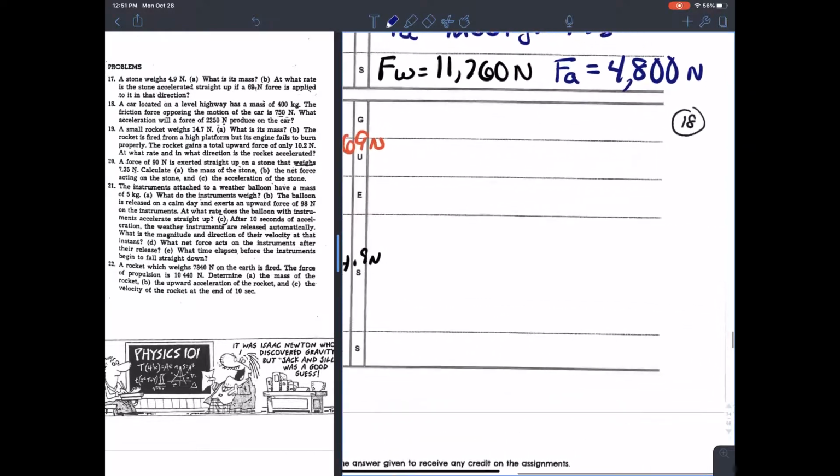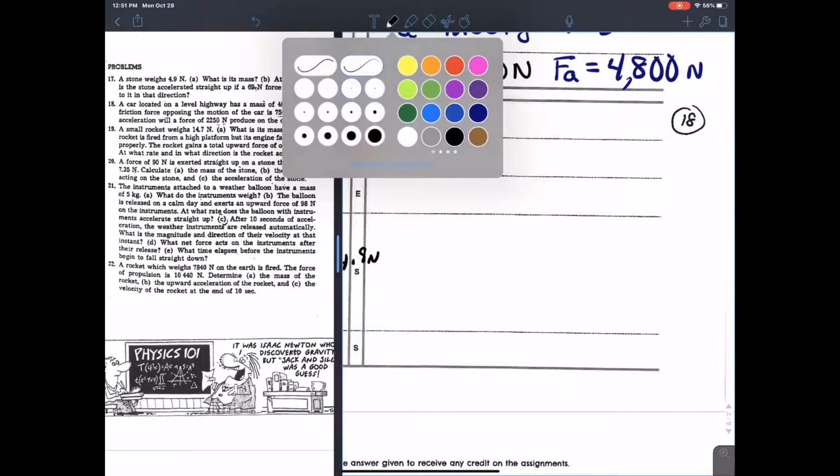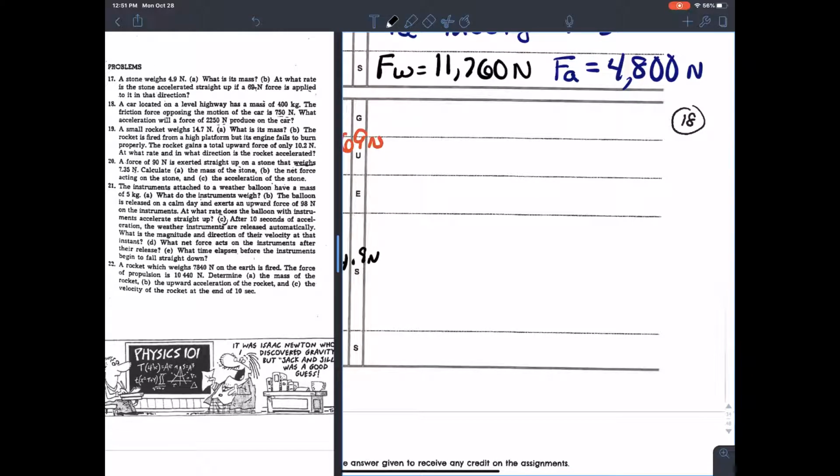We're going to come over to question 18 now. Question 18 says a car located on a level highway has a mass of, so I'll put mass equals 400 kilograms. The frictional force opposing the motion of the car is, so I'm going to put F, and a little f down here for friction. Force of friction is 750 newtons. What will the acceleration be?